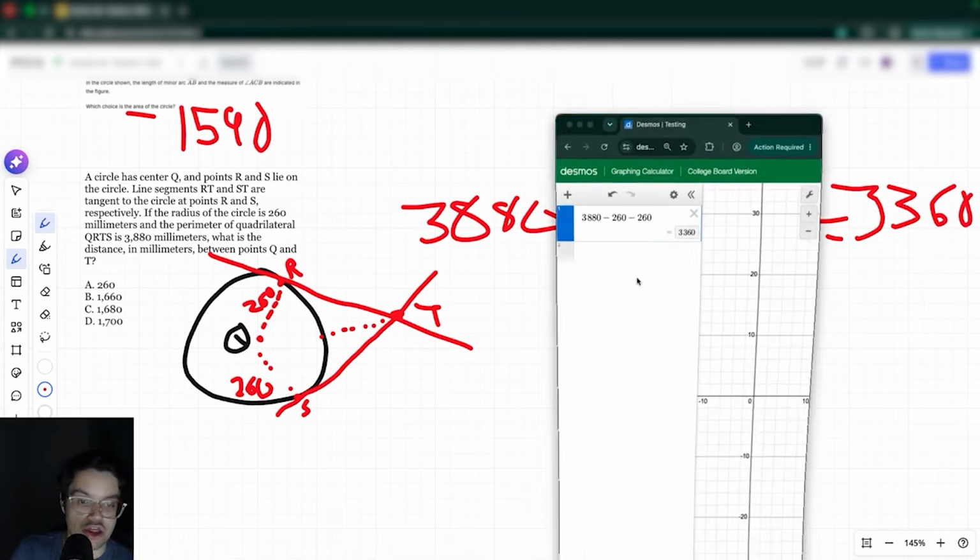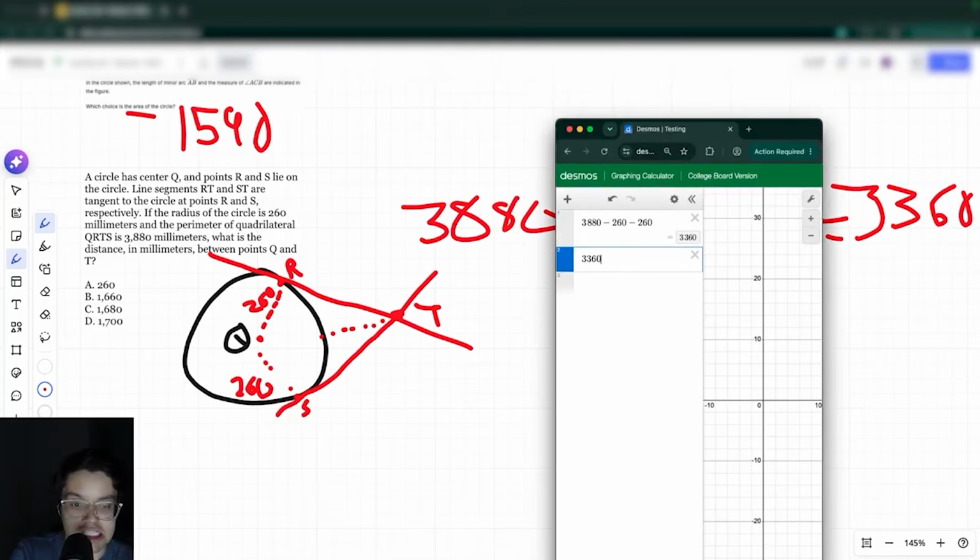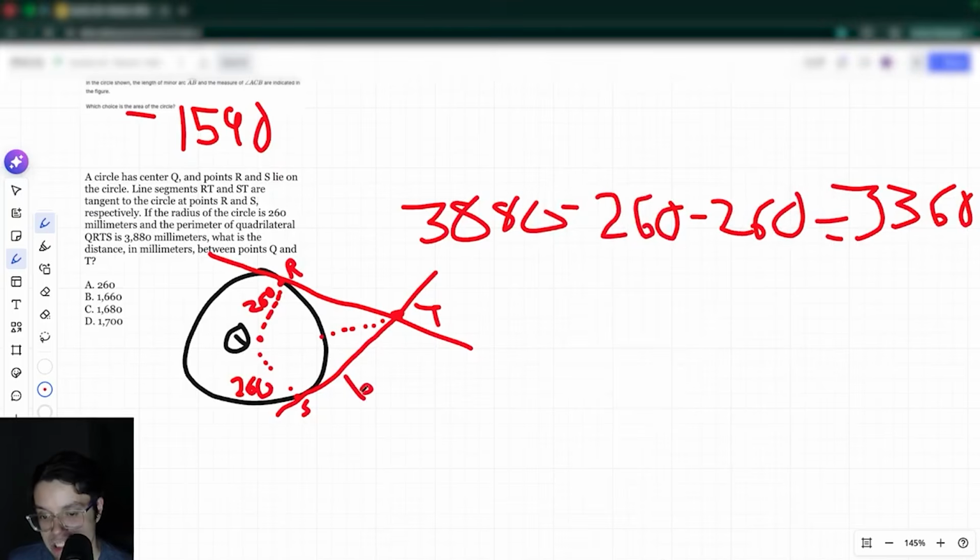So you can just take the 3360, and since we know the rest of the perimeter must be evenly distributed among them, we can just divide it by 2. So 1680. So now we know that both of these lines would have to be 1680 as well. How can we use this for the problem?